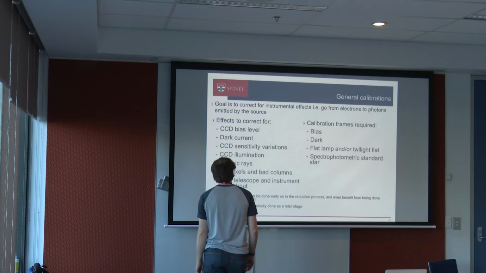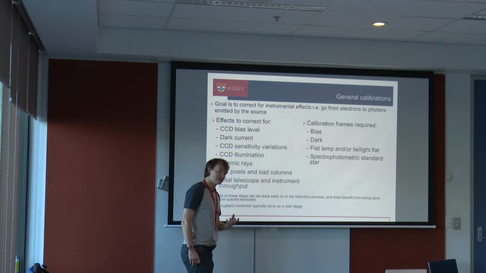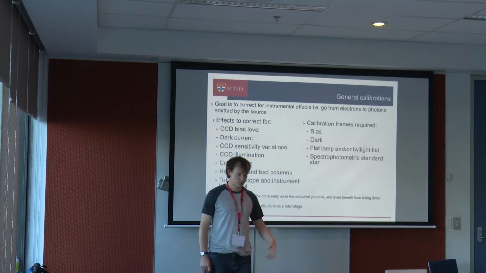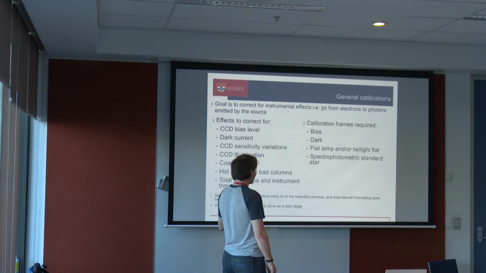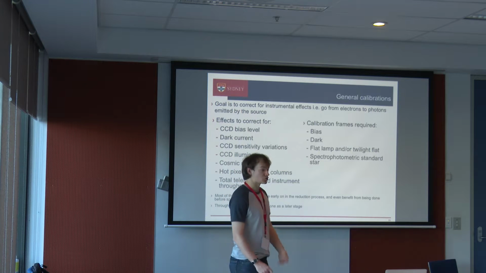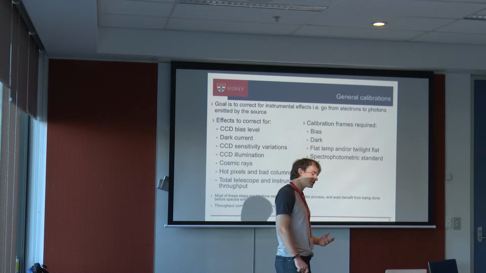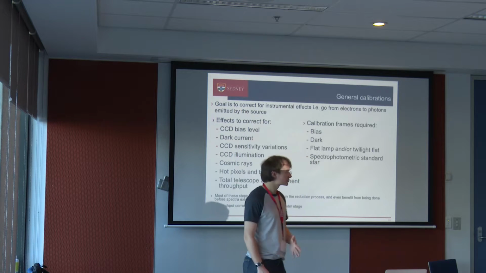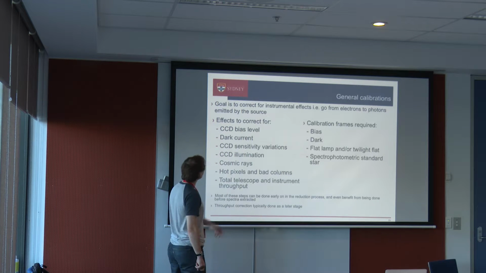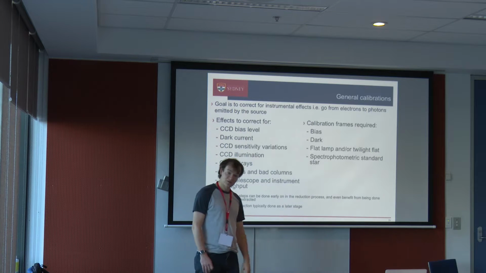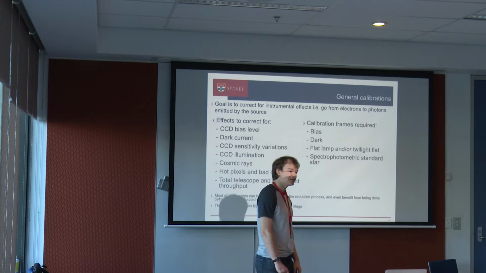So general calibrations, as I said, the goal here is really to account for instrument effects, CCD efficiency, going from electrons to photons emitted by the source. Not just photons received by the telescope, but photons emitted by the source. So flux calibration is in there as well. The things you're correcting for, CCD bias level. So I assume everyone knows why we put bias onto a CCD.